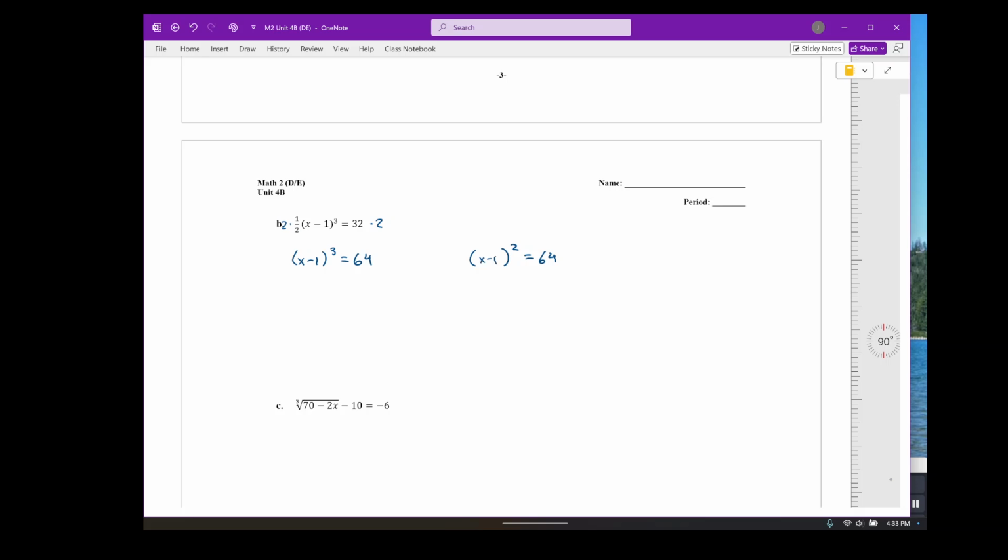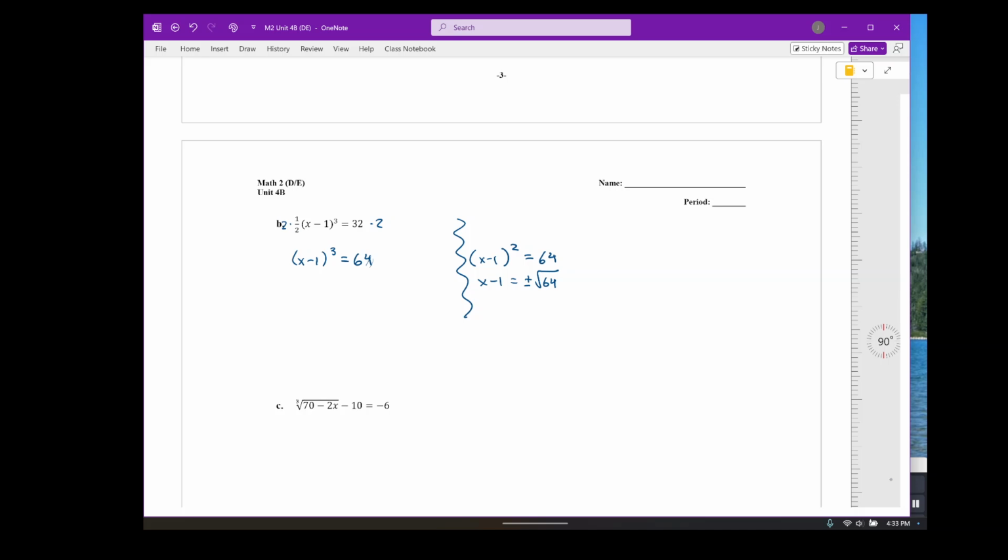Let's say it was x minus 1 squared. So this is not the actual problem, right? You go x minus 1 equals plus or minus the root of 64. Because if you square something, it could be positive or negative to get the 64 back. If you're cubing something, though, you got to cube a positive number to get a positive number. You can't cube a negative number and get a positive number.